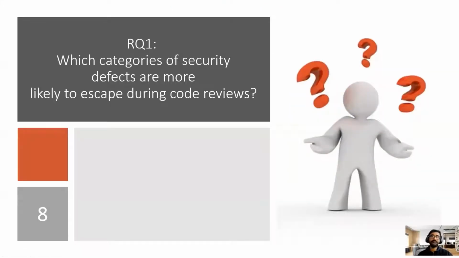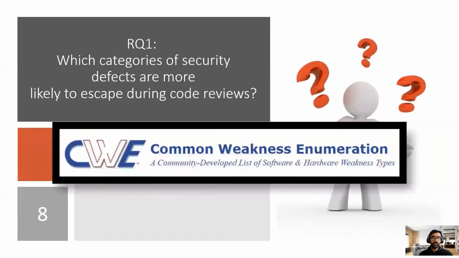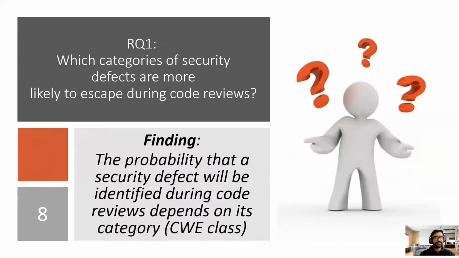First, we investigated which categories of security defects are more likely to escape during code reviews. To answer this question, we categorized each security defect under a Common Weakness Enumeration class, which is a standard classification scheme of software weakness types. Our results find that the probability that a security defect will be identified during code reviews depends on the category of the defect.